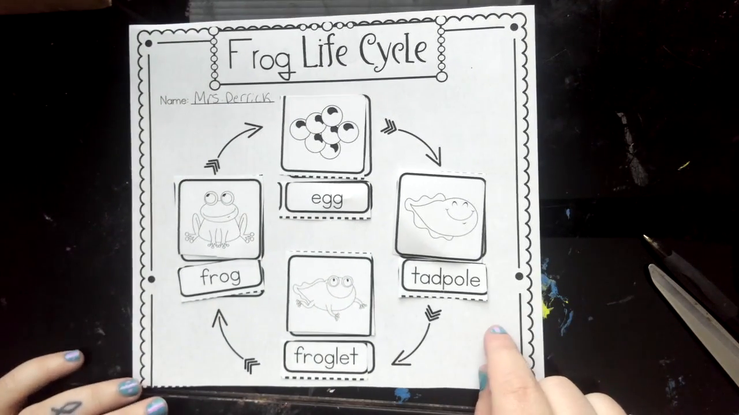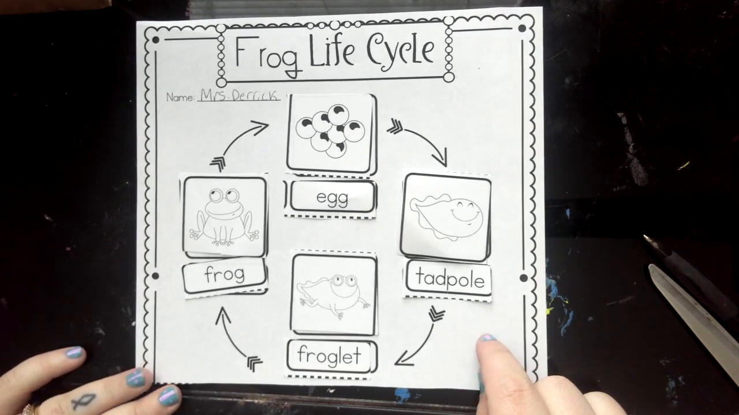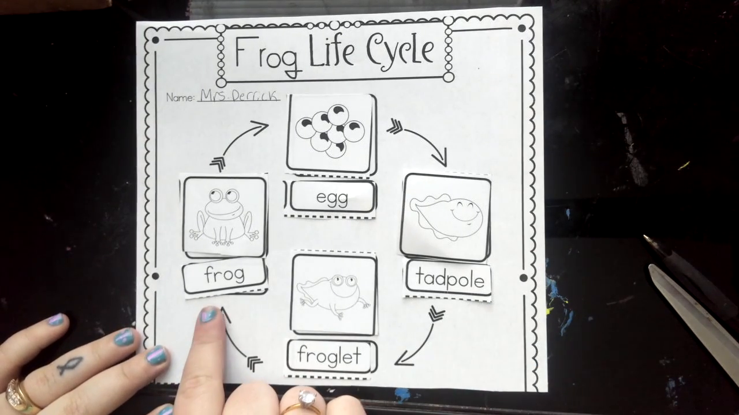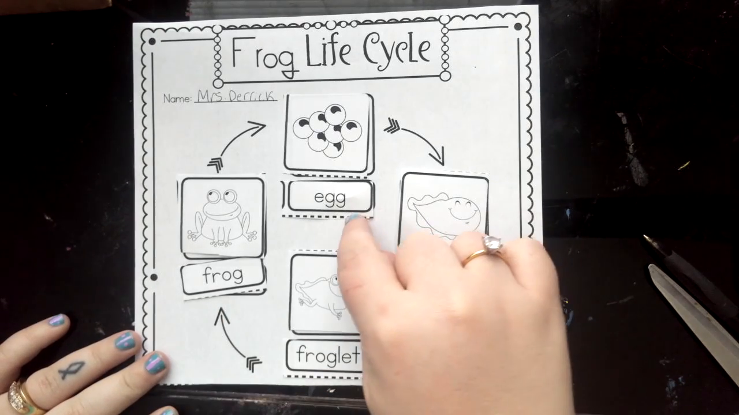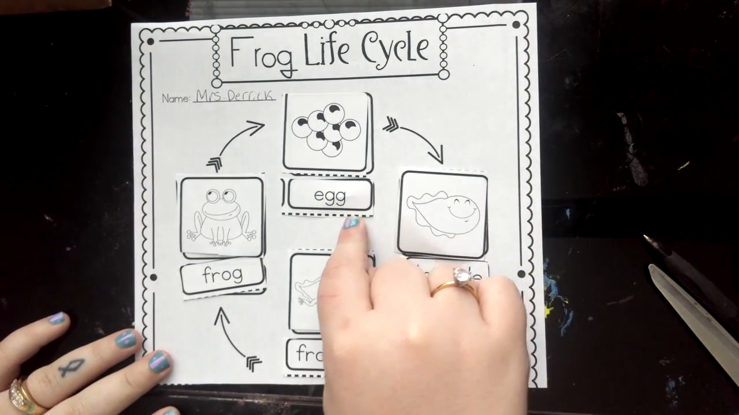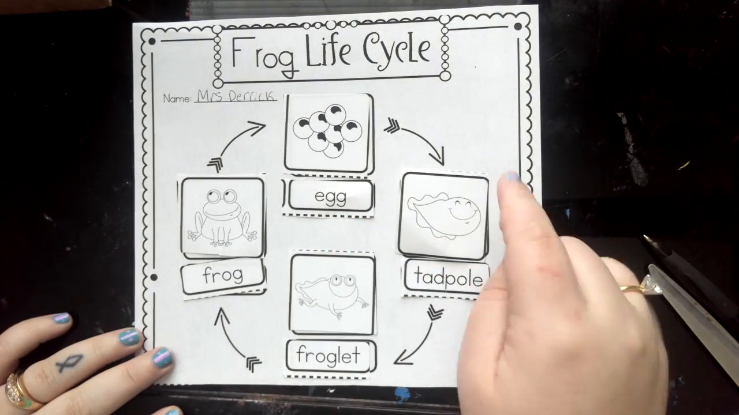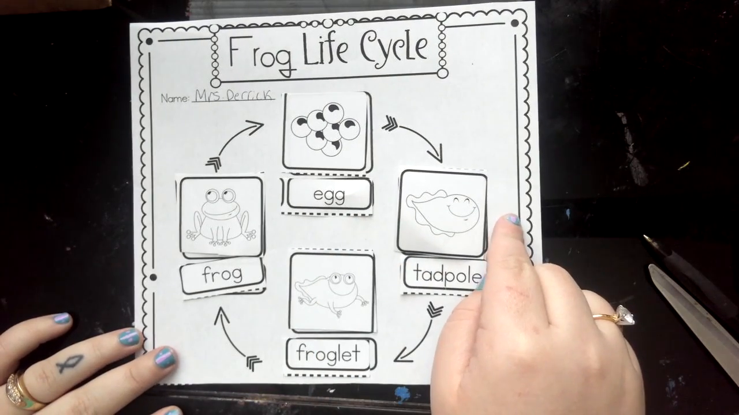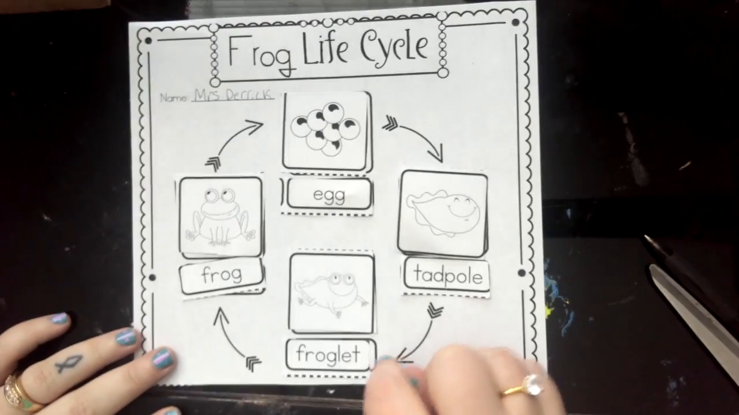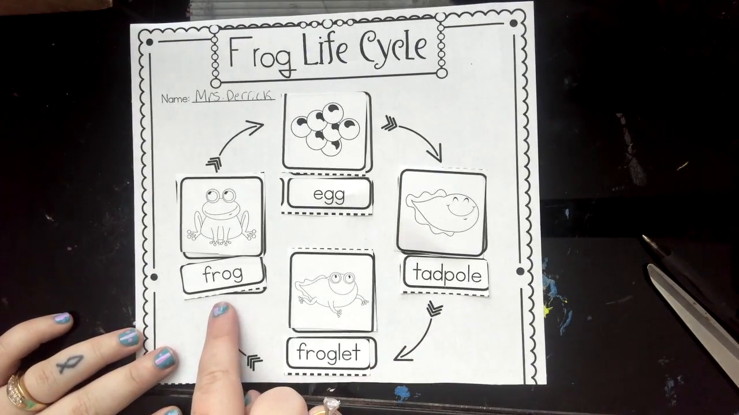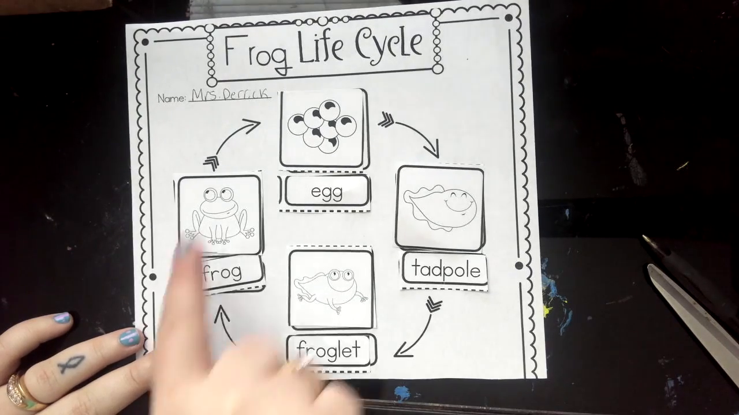Now our frog life cycle does not end there. It continues. So our grown-up frogs mate, and then they have eggs. They lay their eggs. The eggs become tadpoles. Tadpoles grow legs, become froglets. And they keep going. So our froglets become frogs, and so on.